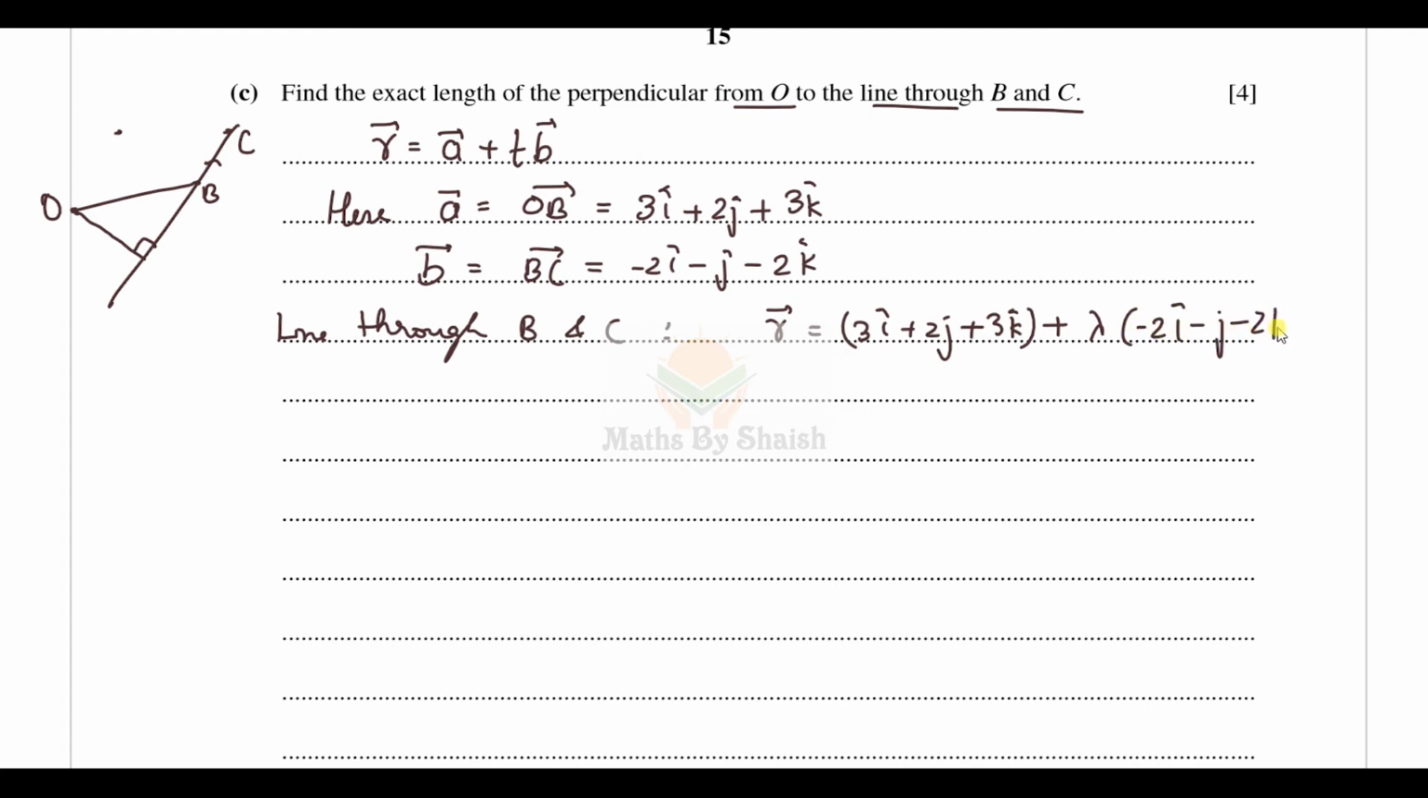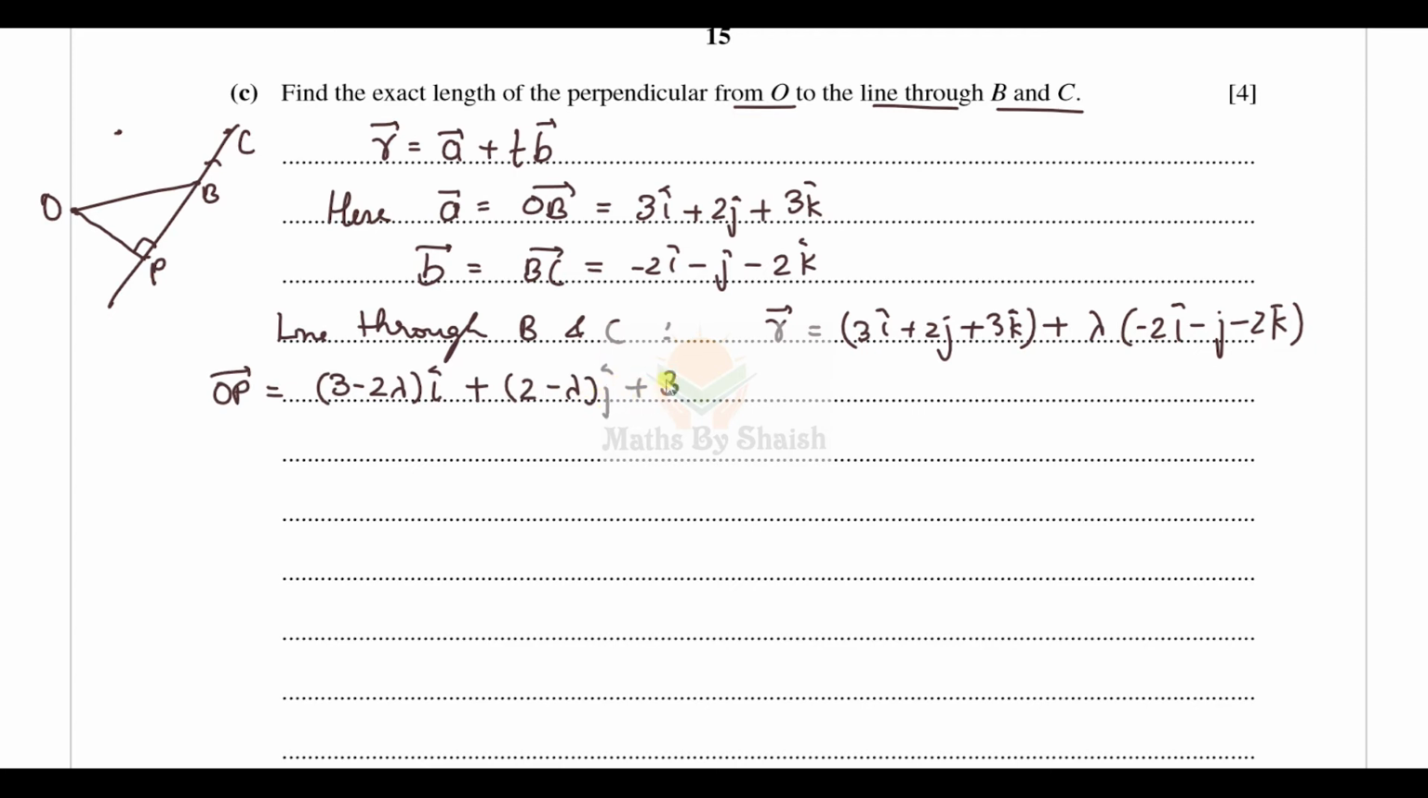So now we'll mark this point as P, so the equation, you can say coordinate or vector OP. P is any general point, any random point on the line BC, so any point on the line through BC can be taken as (3 minus 2 lambda) i cap plus (2 minus lambda) j cap plus (3 minus 2 lambda) k cap.